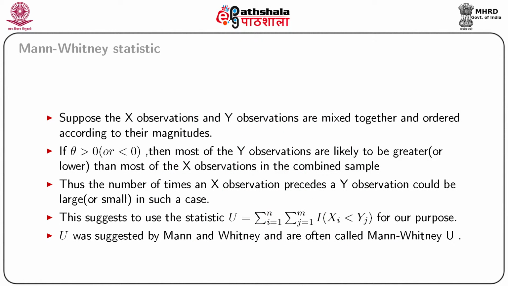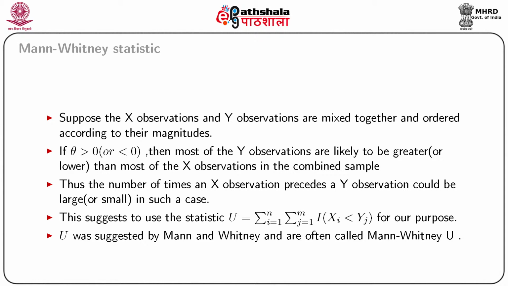Now, we shall formally define a statistic to capture the shift of the underlying populations. Suppose the x observations and y observations are mixed together and ordered according to their magnitudes. We have already observed that if theta greater than 0, then most of the y observations are likely to be greater than most of the x observations in the combined sample, and the converse is true for theta less than 0. Thus, the number of times an x observation precedes a y observation could be large in such a case. On the other hand, if theta less than 0, such a quantity could be small.